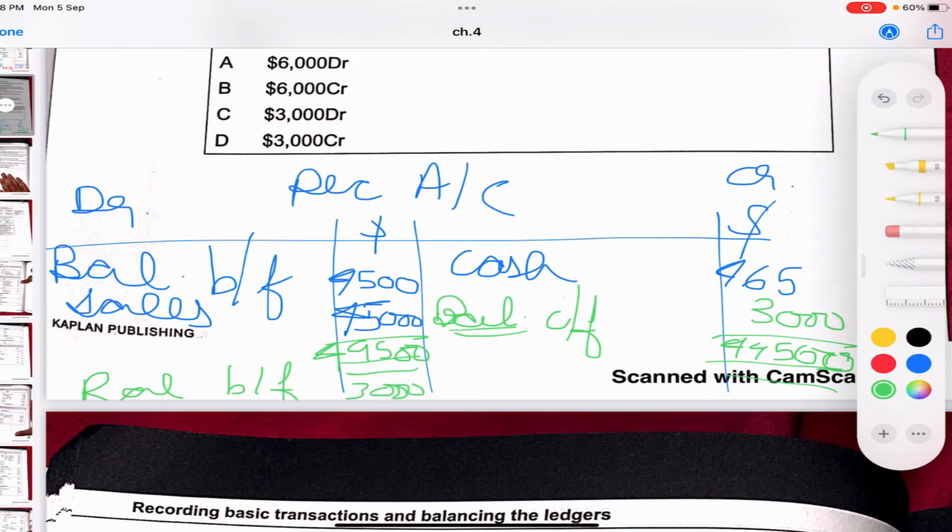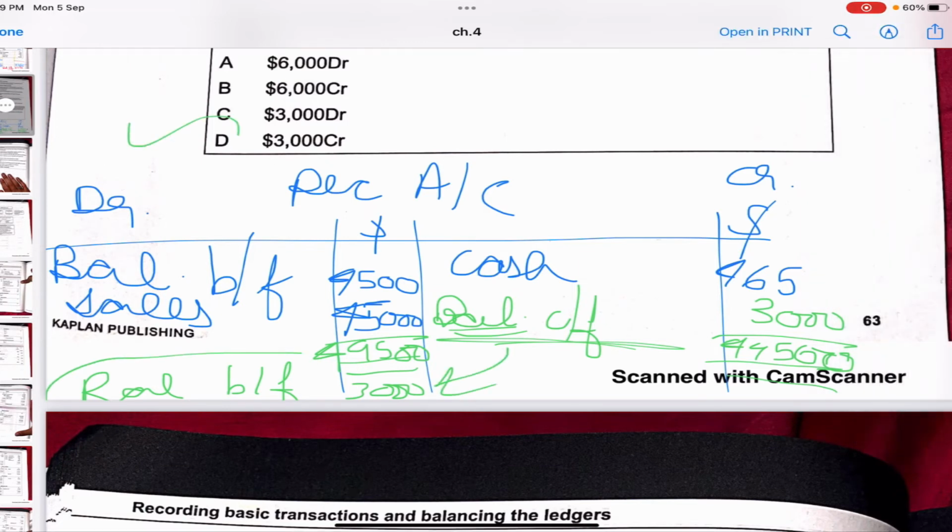So what is the balance? Is it debit or is it credit? It is debit. Why is it debit? Because the balance is carried forward this side, brought forward. So we have a debit balance, which is C. Understood? Did you understand the logic behind it?